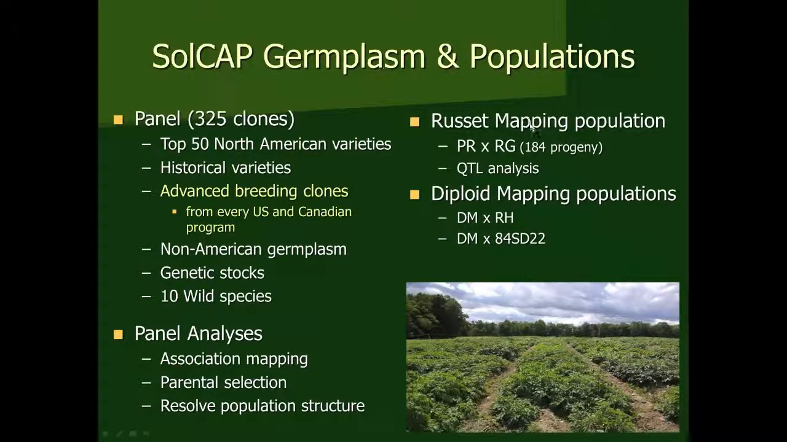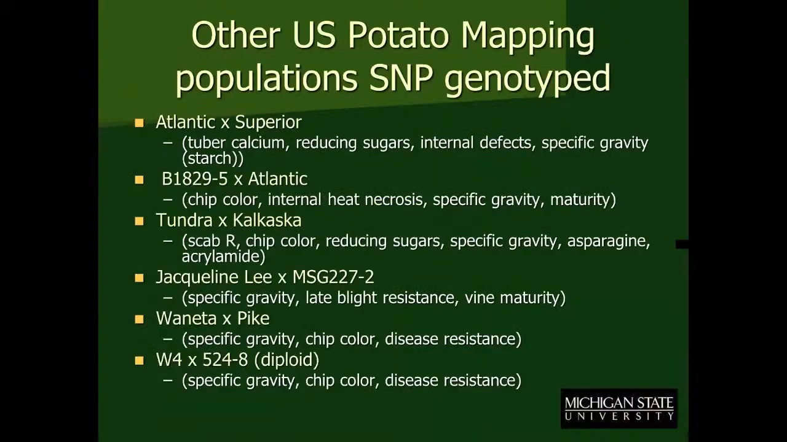This russet mapping population is part of a broader set of germplasm that we've looked at in SolCAP. Also in this broader population are our diploid mapping populations, which I've talked about already, as well as our diversity panel, which I mentioned earlier. In this diversity panel, we have 325 clones that we've SNP genotyped, and of those 325, we've collected phenotypic data on about 220 of those lines over 2 years at multiple locations in the U.S. So that's going to be part of some future analyses.